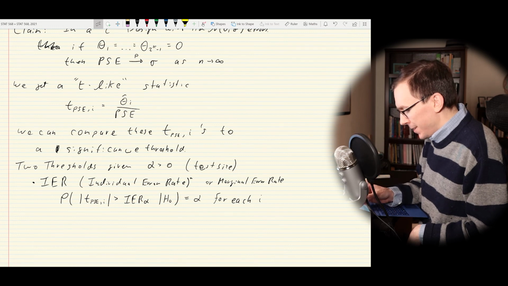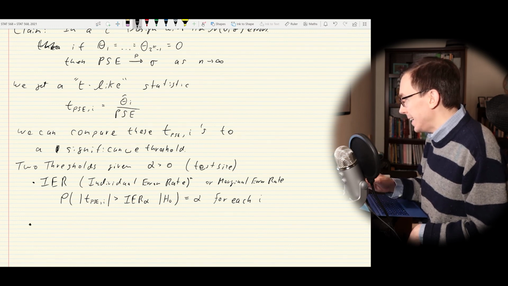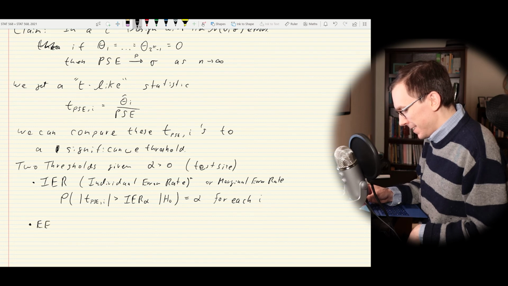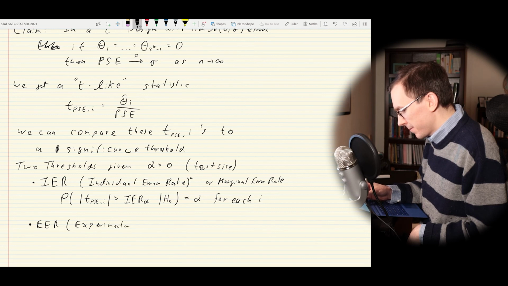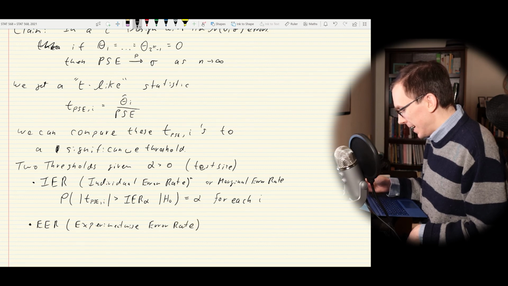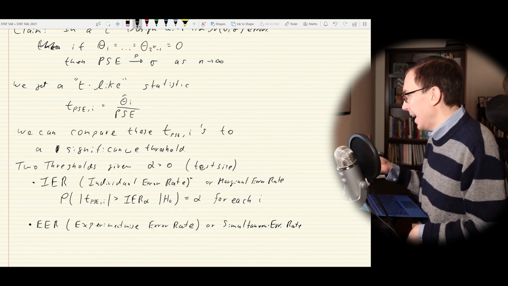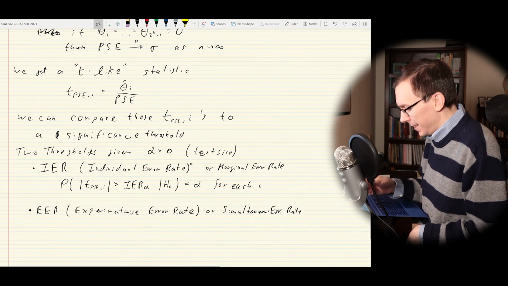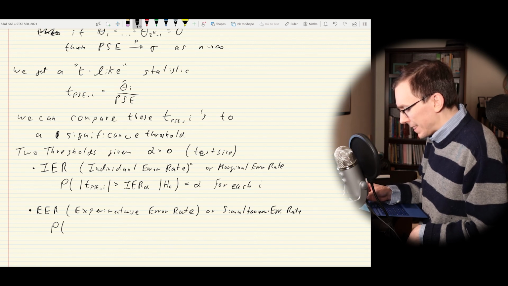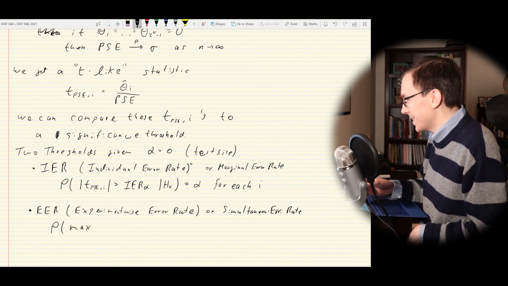So in contrast, we can also compute an EER, which is an experiment-wise error rate, or sometimes it's called a simultaneous error rate. And this is kind of exactly what you think it would be. It's looking at the maximum. It's looking at all of the t statistics at once.